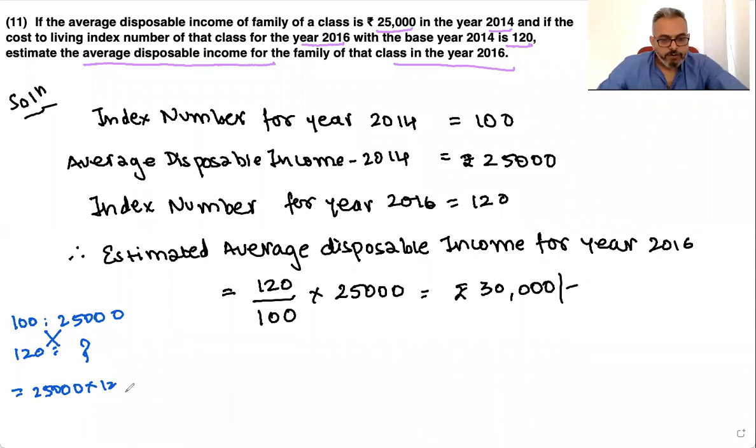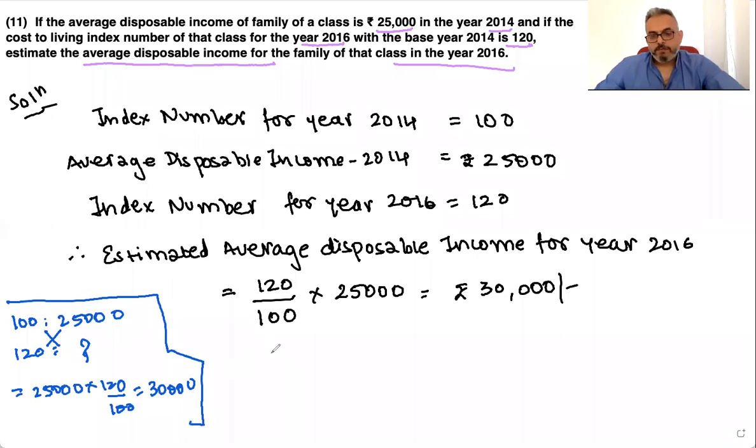25,000 into 120 divided by 100, which is equal to 30,000. Answer.